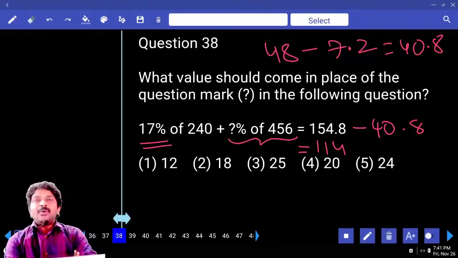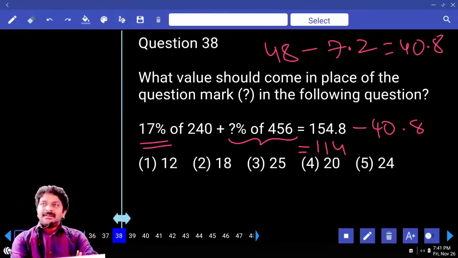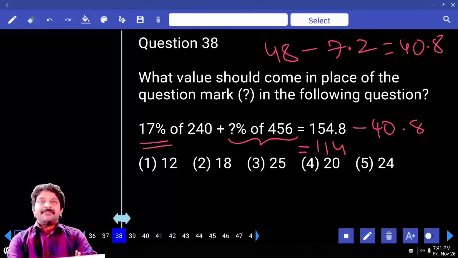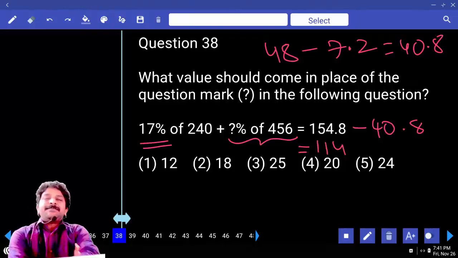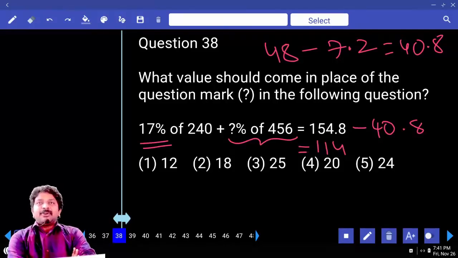114 is what percent with respect to 456? Clear? Out of 456, 1/4 is 114 only. Come on. So 1/4 in the sense, what percent is it? 25%. So how do I know that it is 1/4?